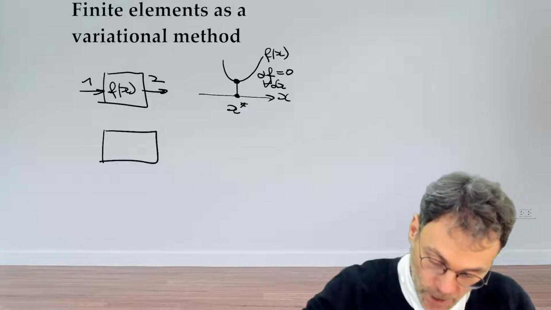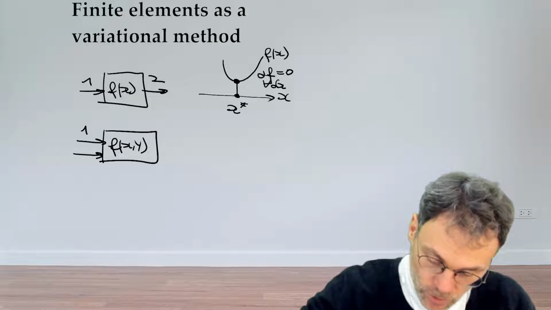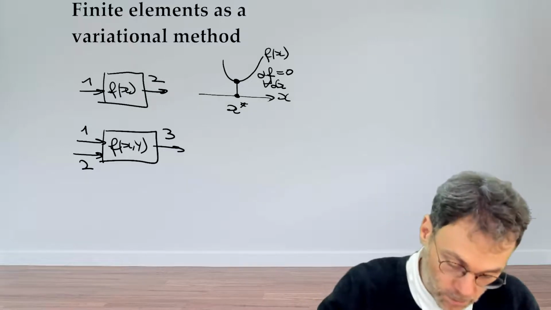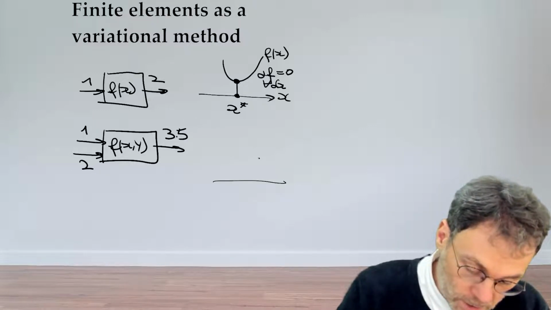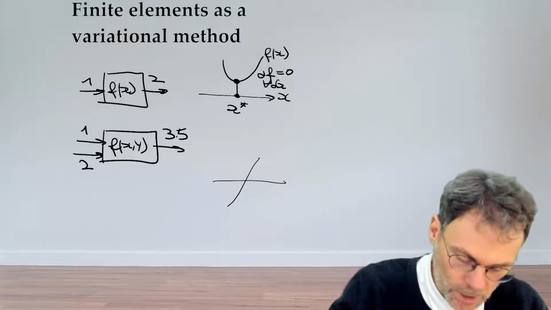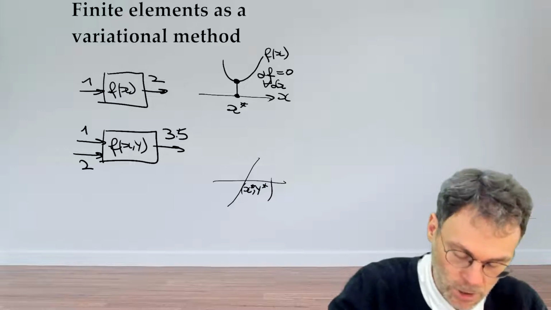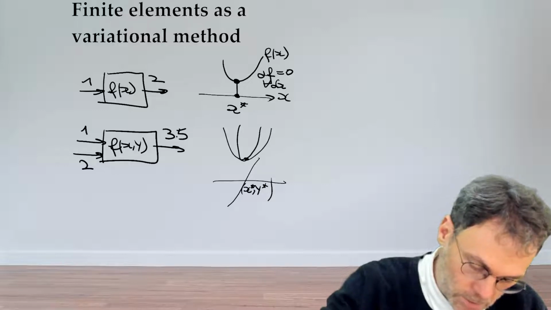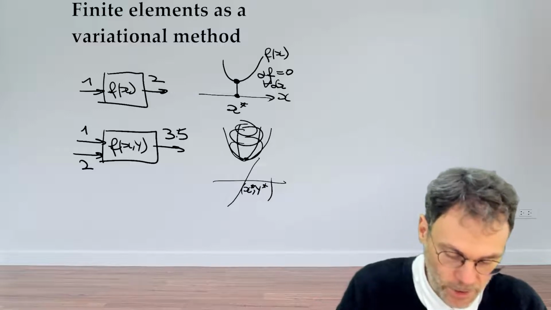You can play the same game with a function that takes in 2 arguments. So for example, 2 numbers, 1 and 2, and then it spits out a third number, 3 or 3.5 or whatever. Doesn't really matter. But also here you can play the optimization game, which is a bit more difficult to draw. So let's say that there is a certain point x star, y star where you have this 2D function. Let's try and draw this like this. Okay, it's really not very artistic, but I guess you get the picture.